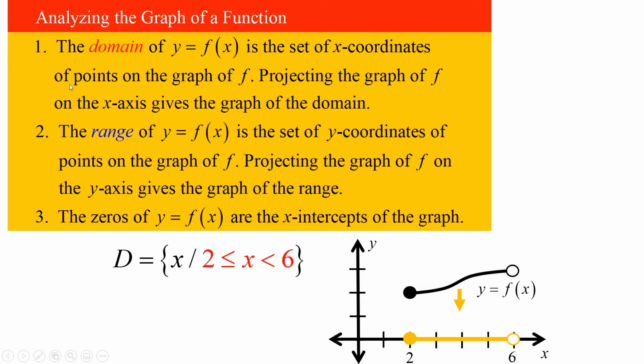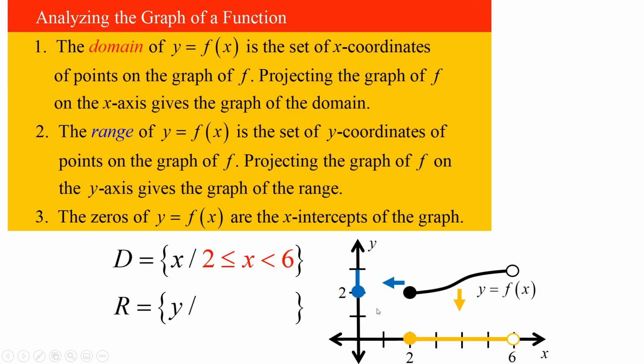Now, the range. The range of y equals f of x is the set of y coordinates of points on the graph of f. So we're talking about all of the y coordinates on this curve right here. Could we project the graph onto the y-axis to see the graph of that? Projecting the graph of f on the y-axis gives the graph of the range. So let's project and write down our range. I have a closed dot at, it looks like y equals 2 right there.